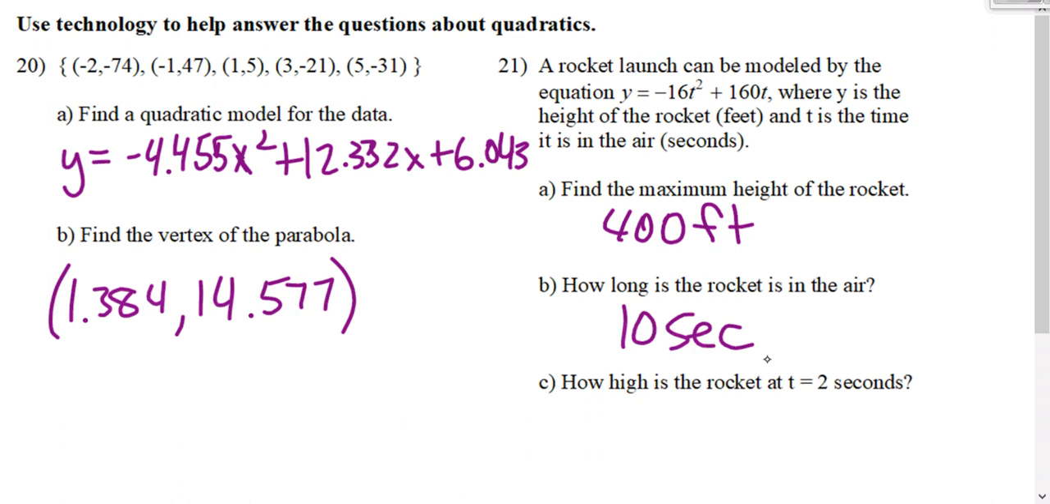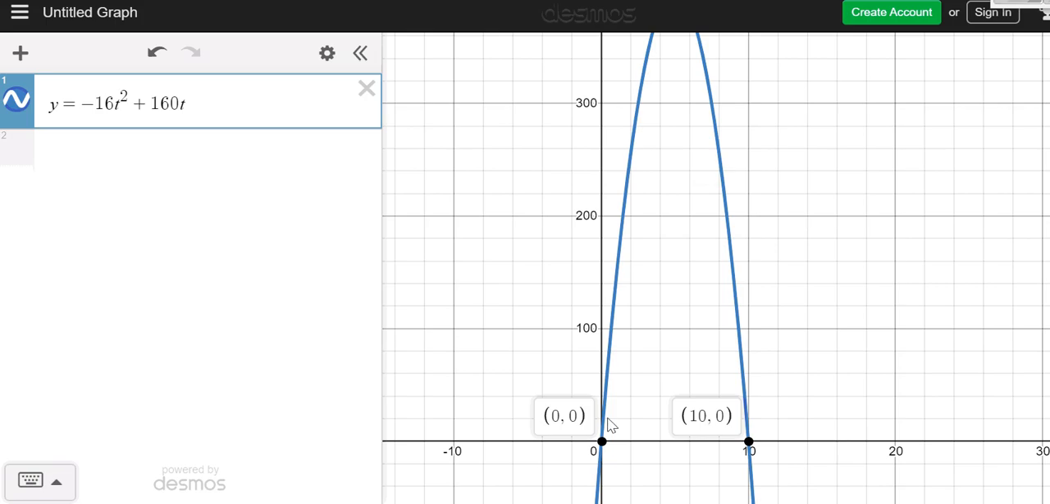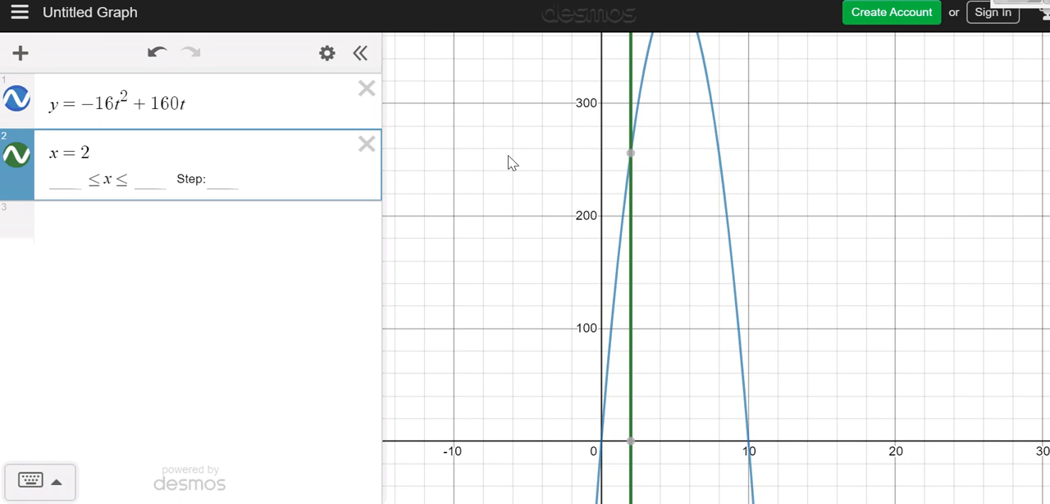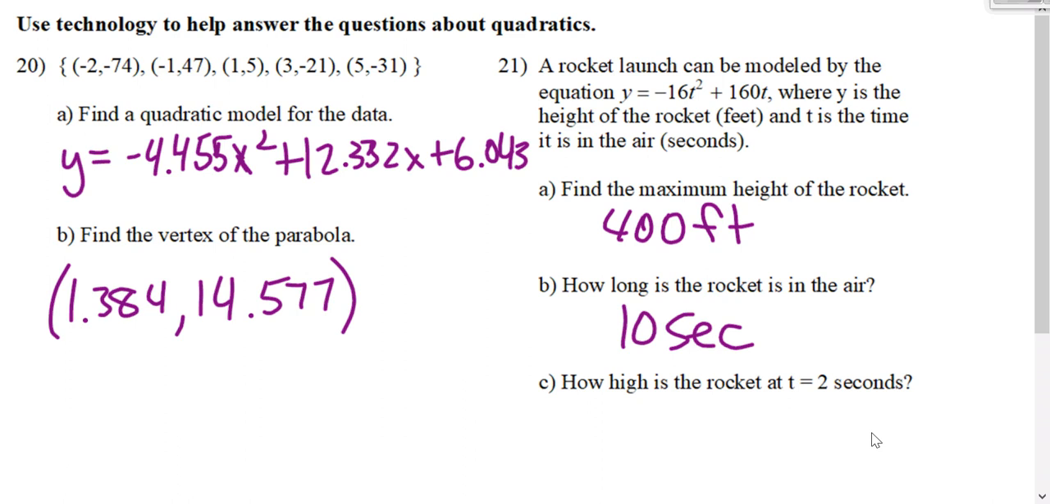How high is the rocket at t equals 2 seconds? Okay, so at time equals 2 seconds, it's going to be around in here. If you're having a hard time finding it, it's 256. If you're having a hard time finding it, you can always say x equals 2 and find that intersection point. That's a little bit easier to find. But it looks like it's 256 feet high at time equals 2 seconds. And that's it.